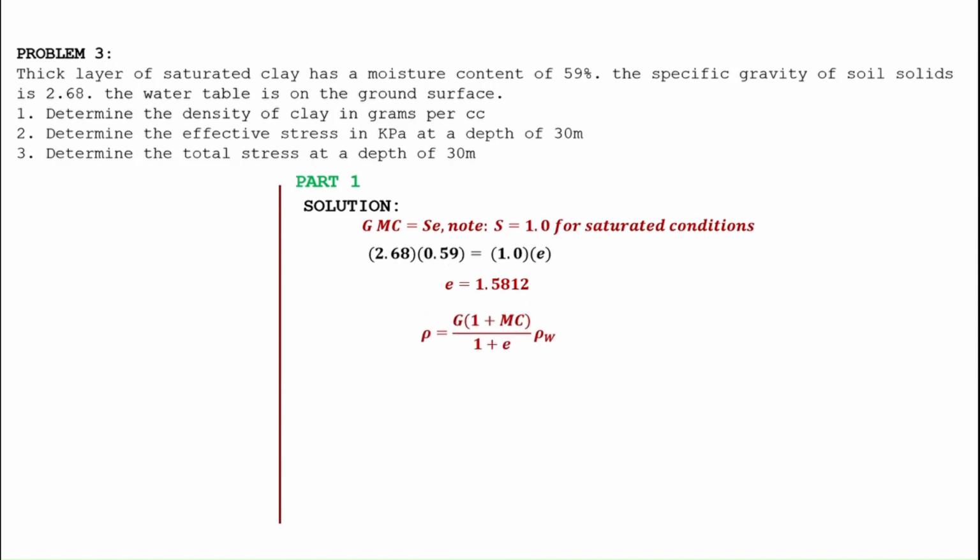We will recall the formula for density of soil in gram per cc, that is, specific gravity times 1 plus moisture content over 1 plus void ratio multiplied by the density of water in gram per cc. Substituting values, we get 2.68 times 1 plus 0.59 over 1 plus 1.5812 times 1 gram per cc unit weight of water. Our density therefore is equal to 1.651 gram per cubic centimeter.